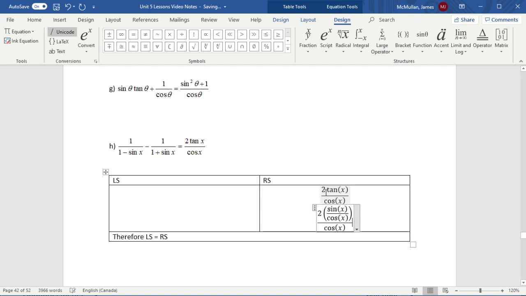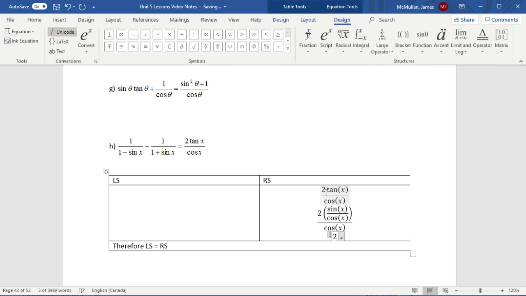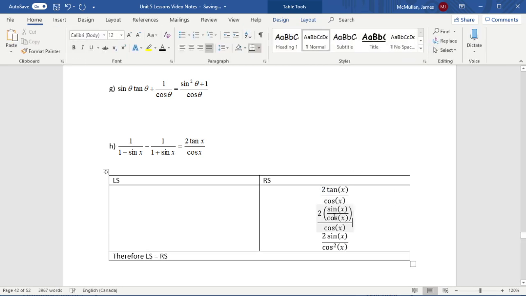And all of that is over another cos x, right? So you have that. So how do you do this? This is simply 2 sine x divided by cos squared x, right? Because you've got this, and then you're dividing by cos x, which is multiplying by 1 over cos, and so you get this. I don't think we can make it any simpler than that.